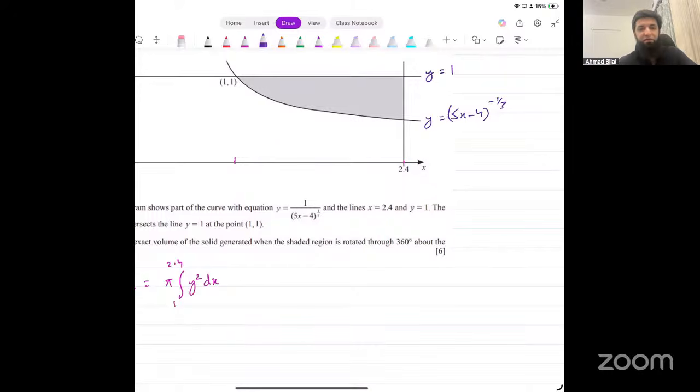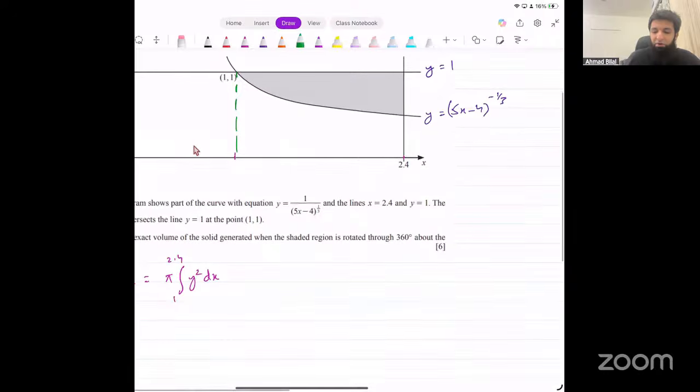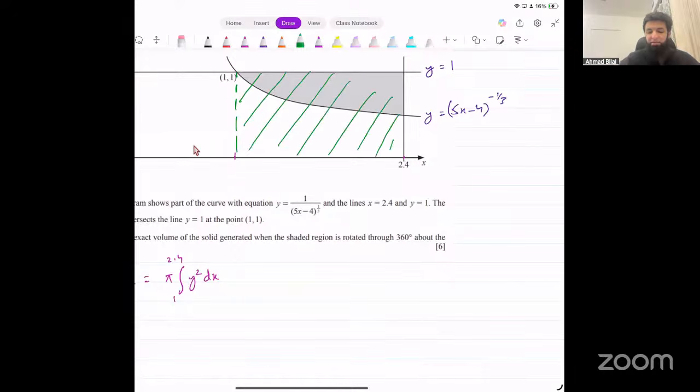Now, this area is between these two graphs. If we just find the volume of revolution from this curve, that will give us the volume when this area is rotated about the x-axis. That is not what the question is asking about. The question is asking about the volume when the shaded region is rotated. Now, this is between two graphs. One graph is y equal to 1. What we can do is find the volume of revolution for the area between that y equals 1 line and the x-axis. Let's rotate this area first.